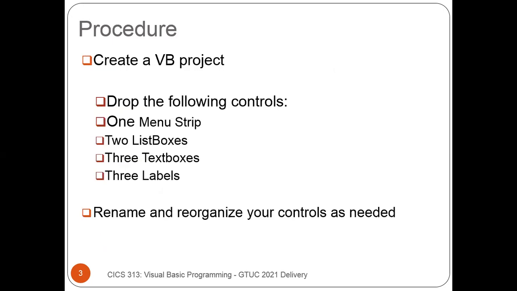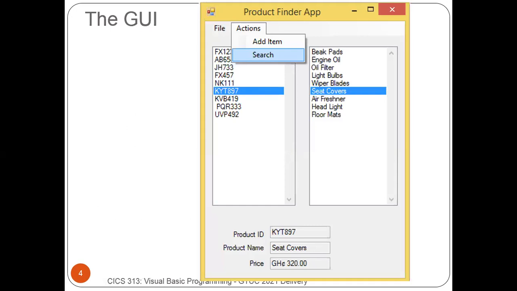creating a Visual Basic Windows application. Then we drop some controls such as one menu strip, 2 list boxes, 3 text boxes, and 3 labels. So it's going to be a very simple user interface where we would have one menu strip, 2 list boxes, 3 text boxes, and then 3 labels. Of course, we will then have to reorganize and rename them the way we want. So this is how the user interface will look. So here we would have the menu. So this is the menu strip that we'll be creating.